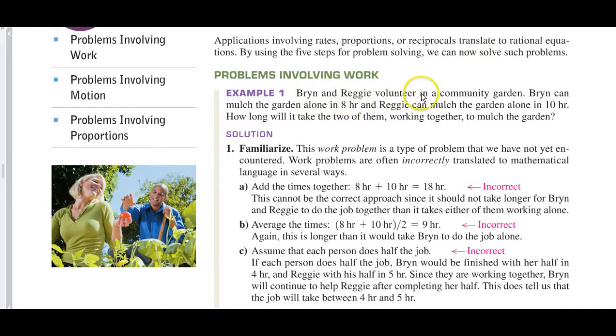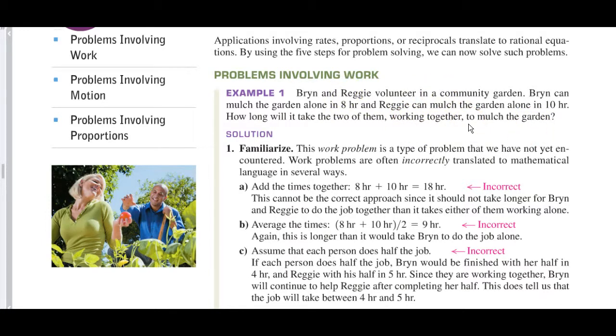So we have 2 volunteers in a community garden. Brian can mulch the garden alone in 8 hours. Reggie can mulch the garden alone in 10 hours. How long will it take the 2 of them working together to mulch the garden?